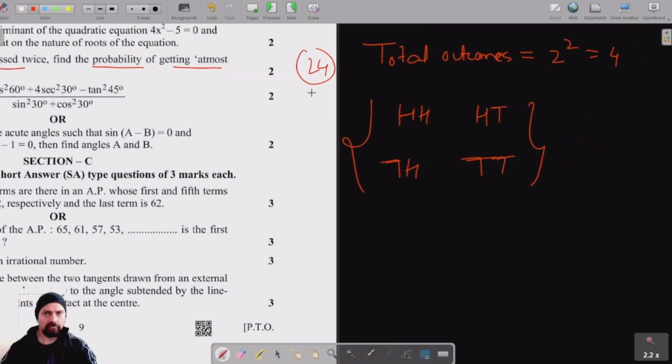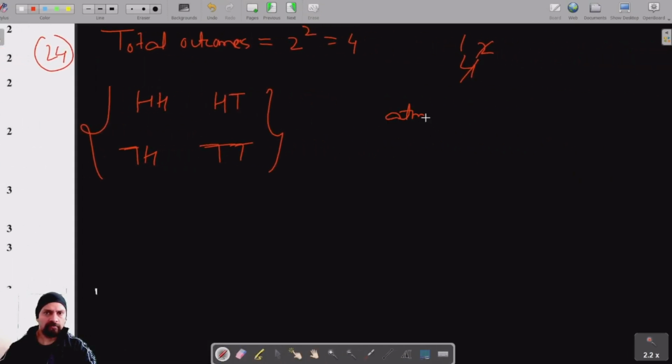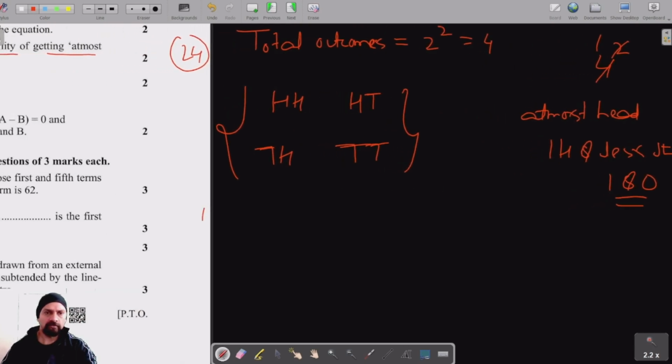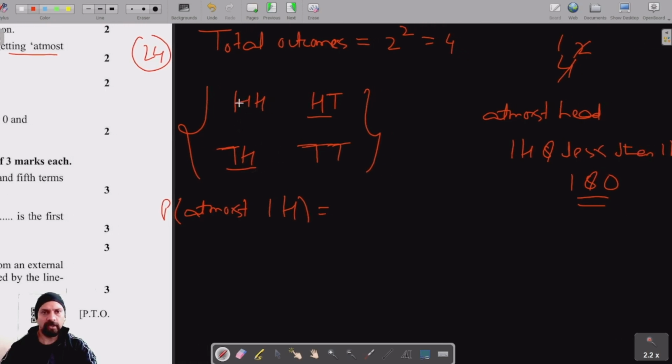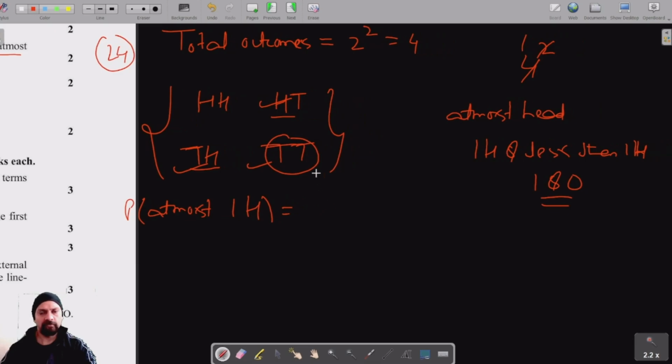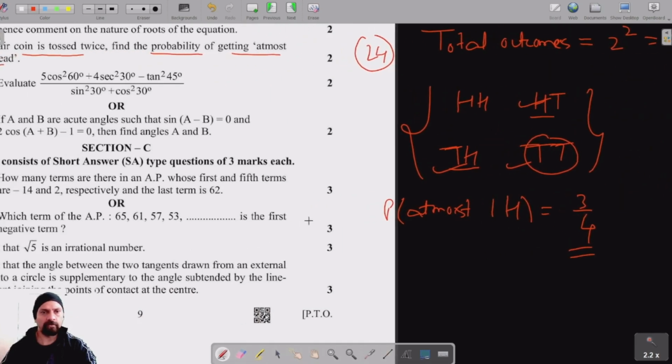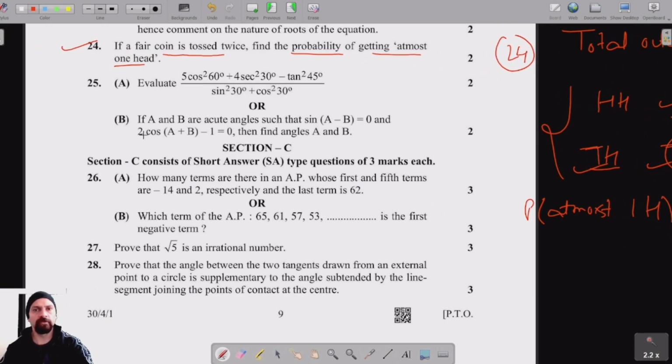And it's given that it is at most one head. At most one head means 1 head and less than 1 head, which means 1 and 0. So the probability of at most one head will be 1 head. So this is 1 head here, 1 head here, and no head. No head means we will have to include the tail as well. So the favorable outcomes are 3, total are 4. So the probability is 3 by 4 for question number 24.